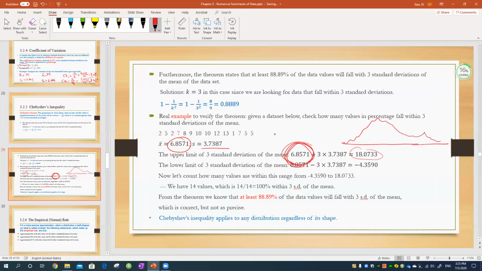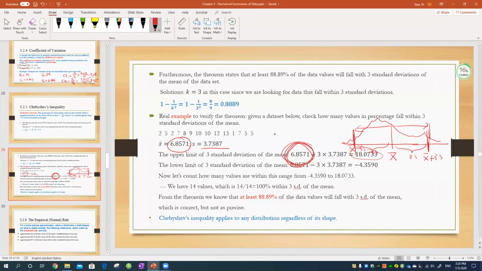So if we draw a picture, look at the distribution. If this is the distribution of the data set, and the mean is right here, then this value is actually 3 standard deviations of the mean. And then the distance is 3 standard deviations. And then we can find another value, which is x bar minus 3s. That makes to the left 3 standard deviations distance. And this range is actually 3 standard deviations of the mean. So this whole range covers how many data values is exactly what we want to find out.